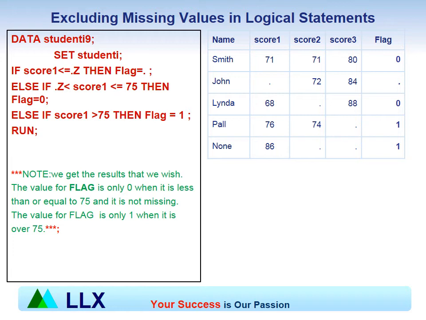There is also a reason why the lower boundary is .z instead of just a period. It is that if you only said if score1 equals period, then it would not check if score1 was any missing value. It would check if score1 was a missing value represented by a period. If score1 was a .a, .s, or any of the special missing values, flag would have been marked as 0 instead of missing. Saying less than or equal to .z checks if score1 is any of the numeric or special missing characters.